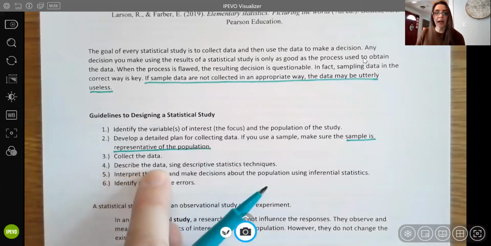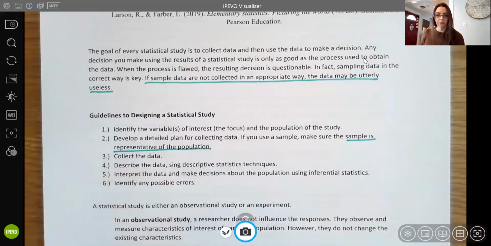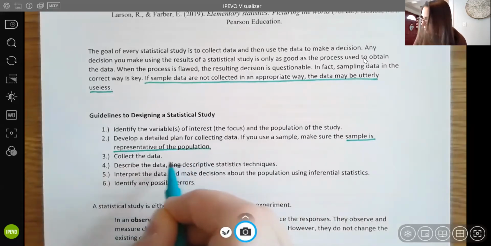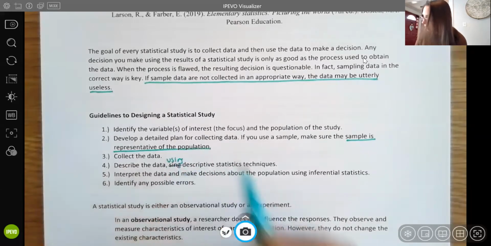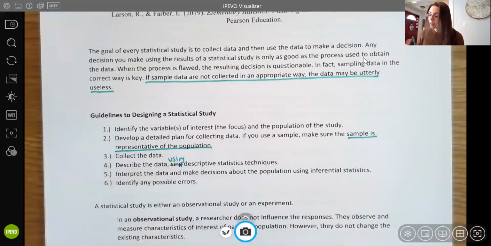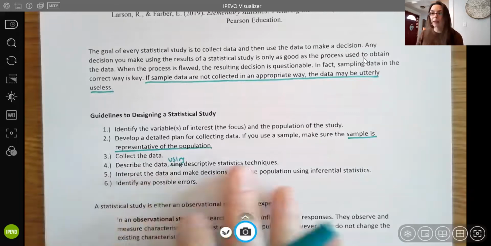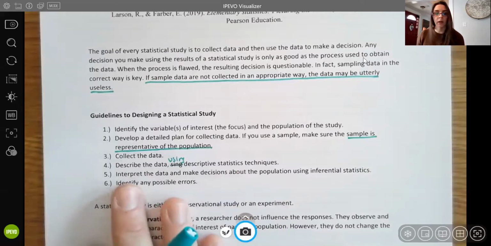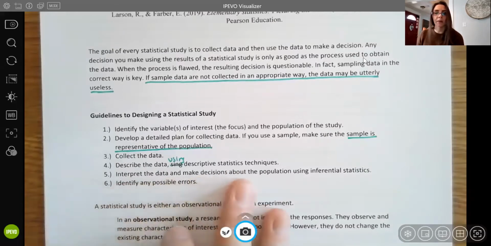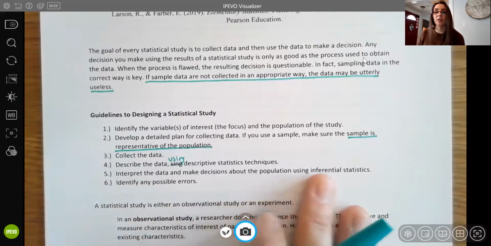Obviously, after that, we collect the data. And then we're going to learn how to describe the data. I'm sorry, I'm missing a U here. This should be using descriptive statistic techniques. So we'll start learning about that in chapter 2. So doing calculations with the data, things like finding the average or finding the mode and so on. Then we're going to take all that information and we're going to interpret it.